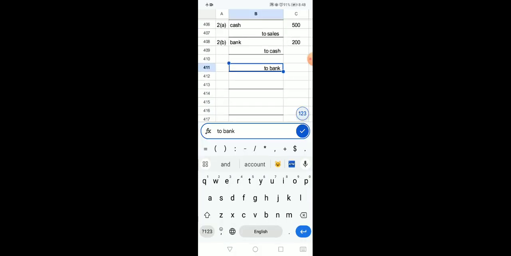To whom have you issued this check? It has been written paid Habib and company. The person, the artificial person to whom you have issued check, he was your account payable.